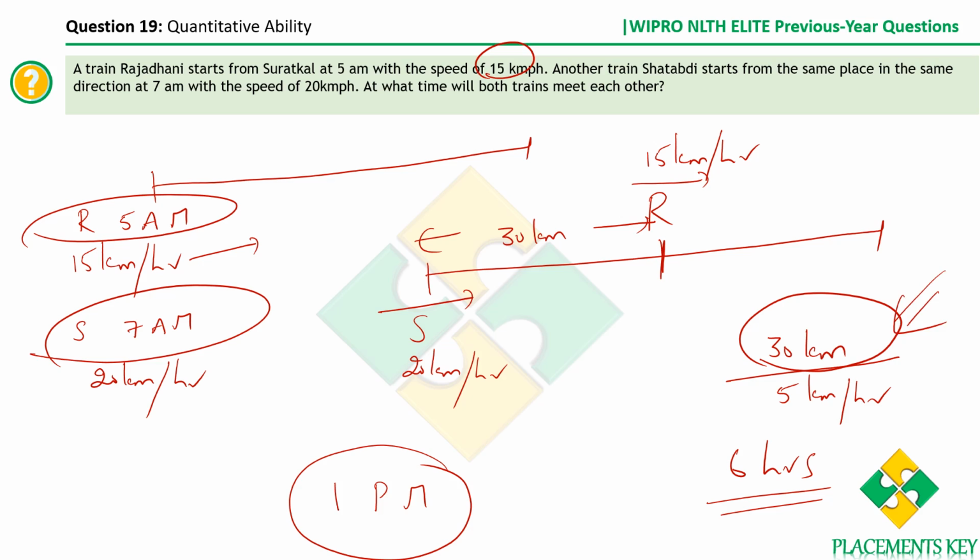What is the formula for two trains to meet? The initial distance between them, initially at 7 a.m., the distance between them was 30 kilometers, divided by the relative speed. When two bodies are traveling in the same direction, the relative speed is the subtraction of the speeds. When two bodies are traveling in opposite directions, the relative speed will be the addition of the speeds. So in this case, since they are traveling in the same direction, the relative speed is 20 minus 15, that is 5. Therefore, the answer is 30 by 5, that is 6 hours. 6 hours after 7 a.m., they'll meet at 1 p.m.